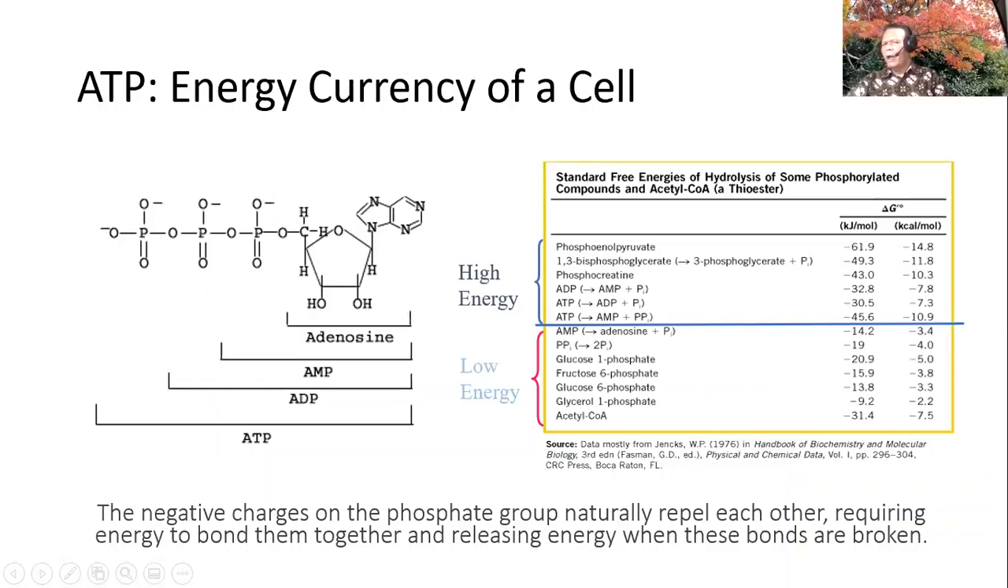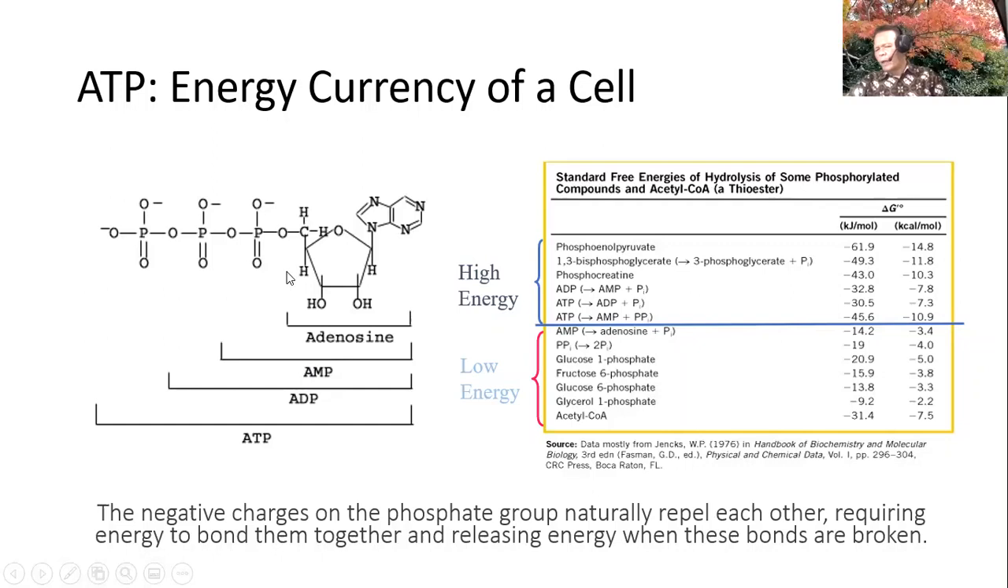Now let's have a look at ATP, the energy currency of a cell. Have a look at this one. This one is adenosine. And this one is adenine monophosphate, adenine diphosphate, and this is a triphosphate.